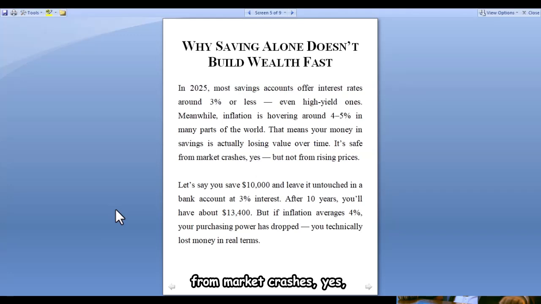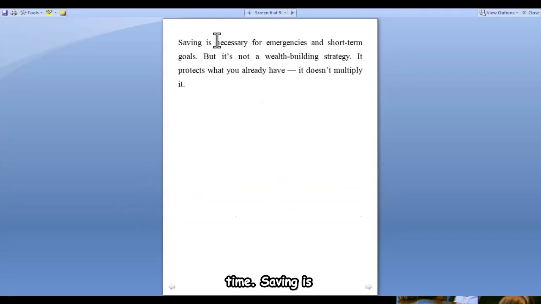So it's safe from market crashes, yes, but not from rising prices. Let's say you save $10,000 and leave it untouched in a bank account at 3% interest. After 10 years, you will have about $13,400. But if inflation averages 4%, your purchasing power has dropped. You technically lost money in real terms. So saving is necessary for emergencies and short-term goals, but it's not a wealth-building strategy. It protects what you already have. It doesn't multiply it.